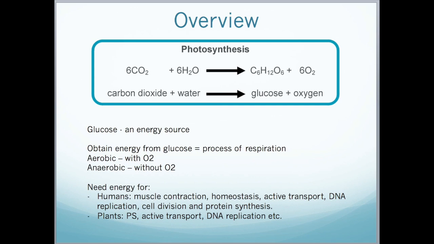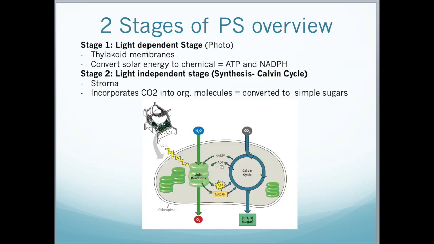Why do we need energy? So in humans, things like muscle contractions, homeostasis, active transport, DNA replication, cell division, and protein synthesis, and the same goes for plants. So let's look at photosynthesis in more detail. There are 2 main stages. Stage 1 is known as the light-dependent reaction, which happens in the thylakoid membranes of chloroplasts, and in this process we're converting solar energy to chemical.